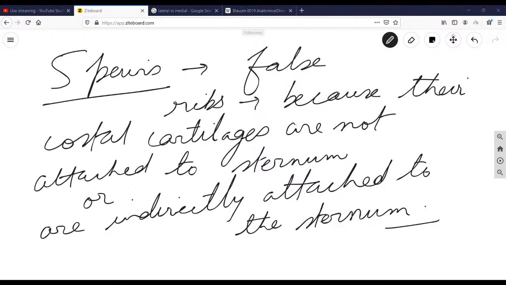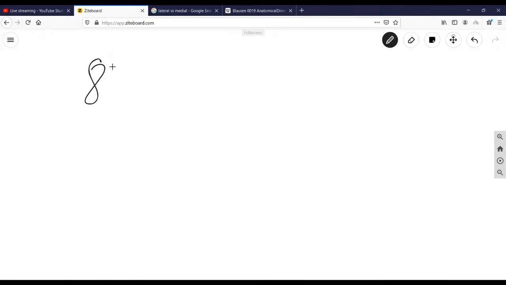Okay, meaning that they are known as false ribs. Why? Because they are not directly attached via costal cartilage to the sternum. So the cartilages of the 8th, 9th and 10th pair of ribs attach to one another and then to the cartilage of the 7th pair of ribs. So these false ribs are known as vertebrochondral ribs. 8th, 9th, 10th vertebrochondral. Okay, I'll just show it to you, it will become more clear.